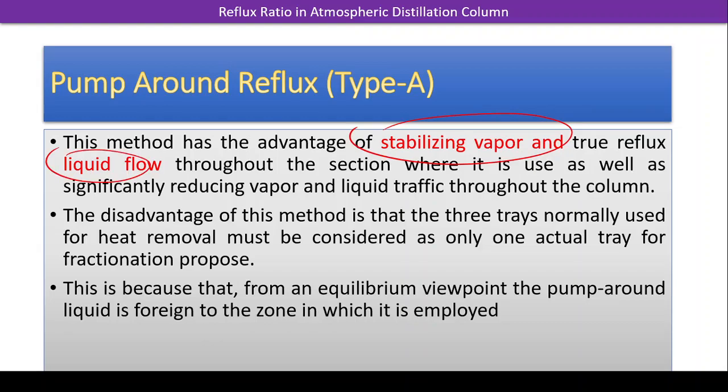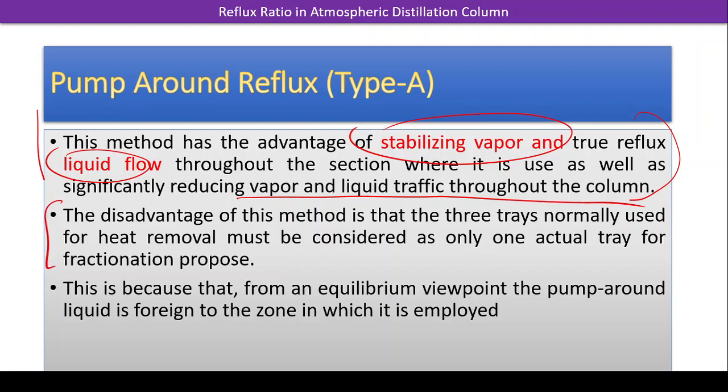So there are throughout the sections where it is used, as well as significantly reduce the vapor and liquid traffic throughout the column. So that is the important thing. These are the advantages. It stabilizes the vapor and liquid flow, number 1. Number 2, it basically reduces the vapor liquid traffic throughout the column.